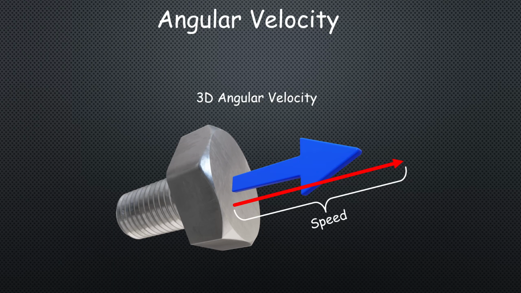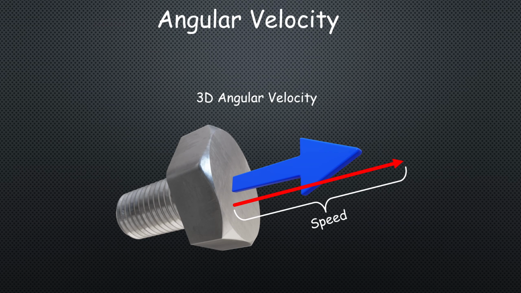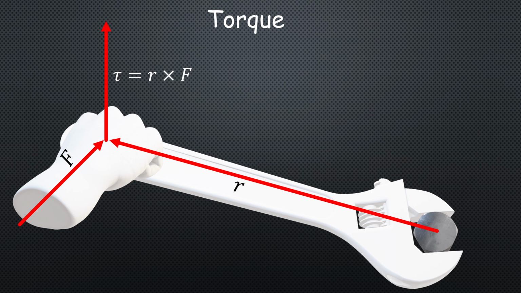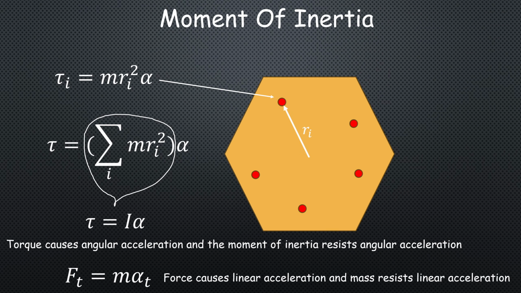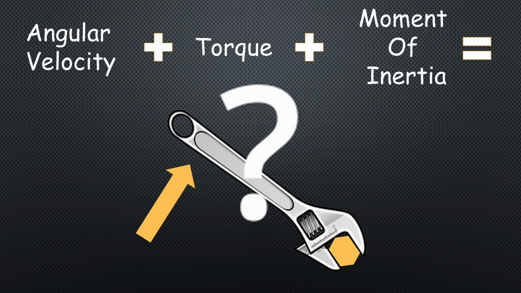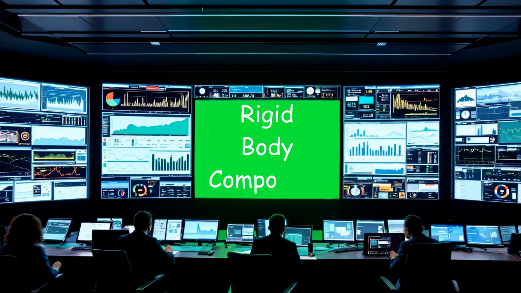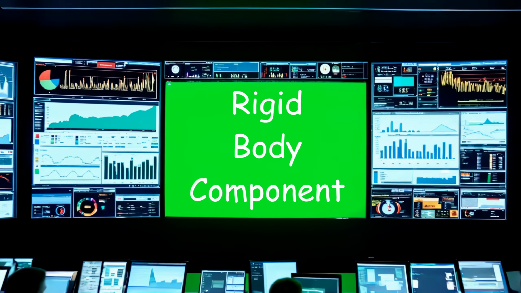Angular velocity, torque, and the moment of inertia. These are the key concepts of rotational mechanics that we've learned in the previous tutorial. But how do we actually use them for rigid body rotation? Stay tuned because today we're going to implement a rigid body component in our physics system.